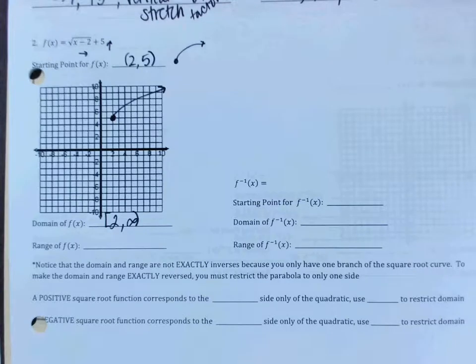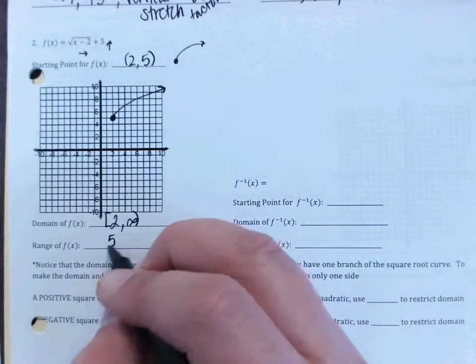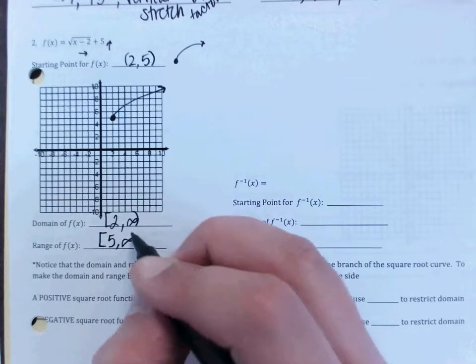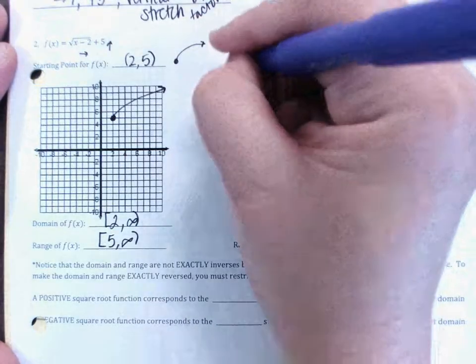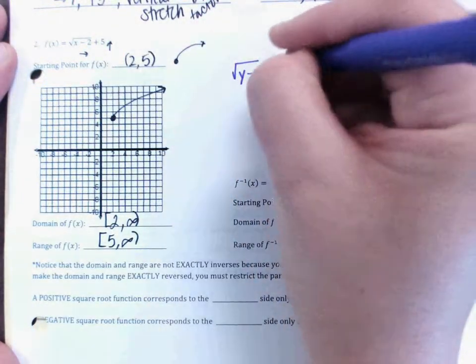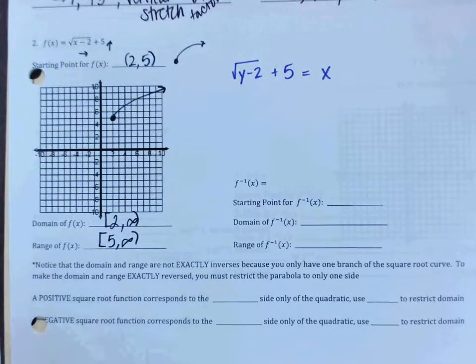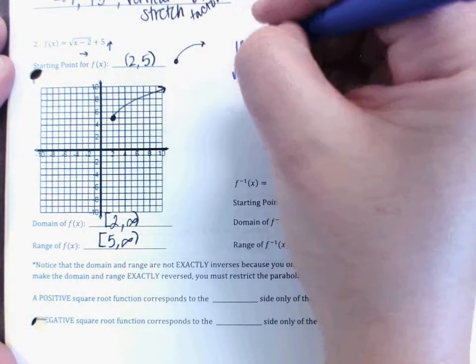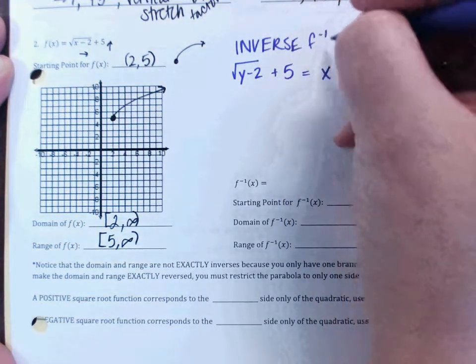Then for my range, how low does it start? It's 5 to infinity. Okay, now let's do what we did yesterday and see if it all still works out the same. I'm going to switch my x into a y, so it will be the square root of y minus 2, and then remember, you're setting it equal to x. This is for the inverse. Remember, the symbol for that is f to the negative 1 of x.